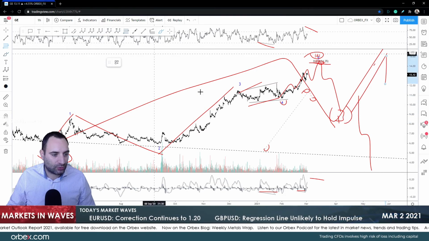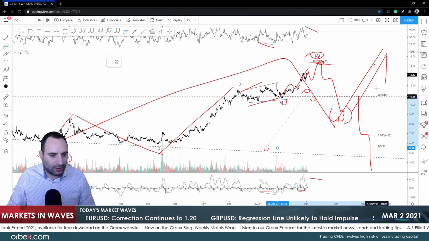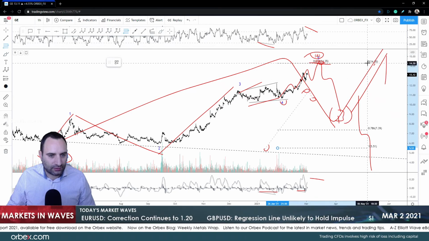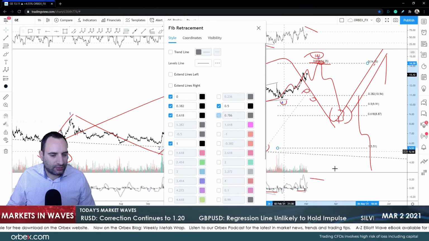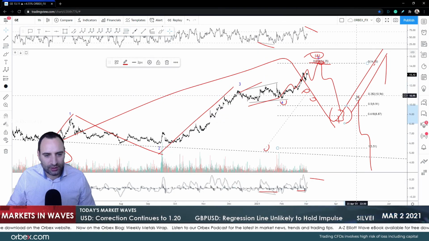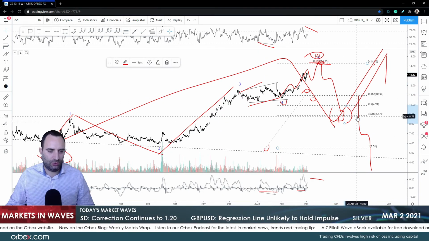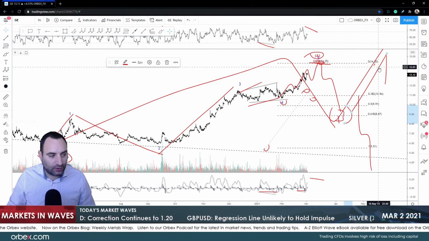Now, if we assume we're going to go up there, at 1435, then we can look at a pullback down to anywhere between 11 and 8 or so, and from there continue higher.